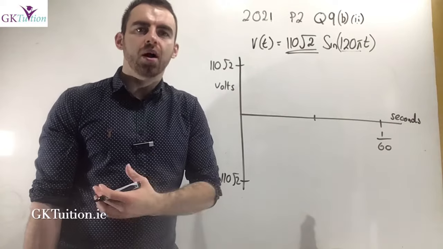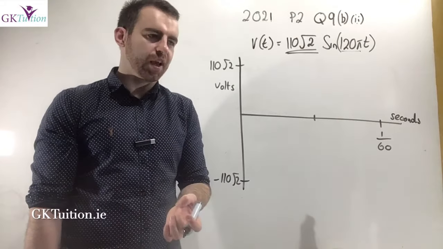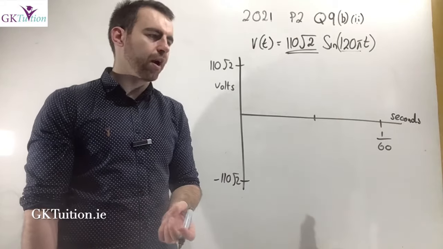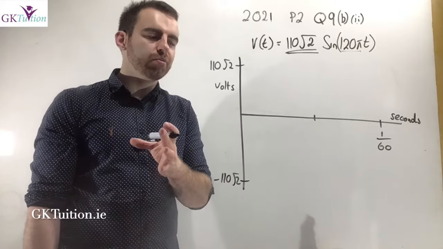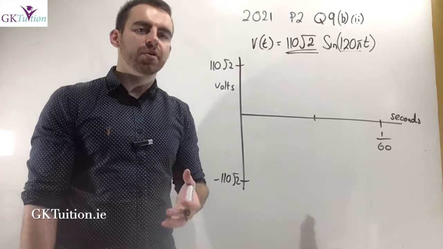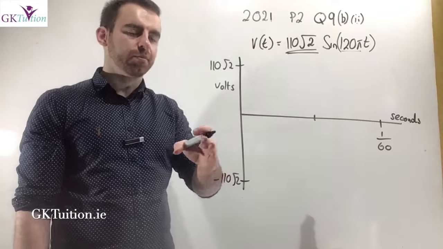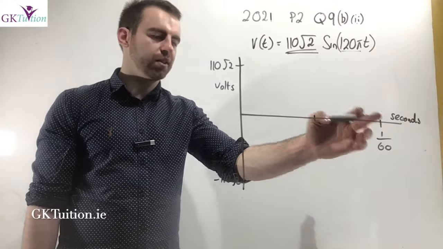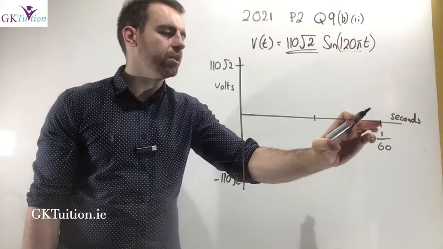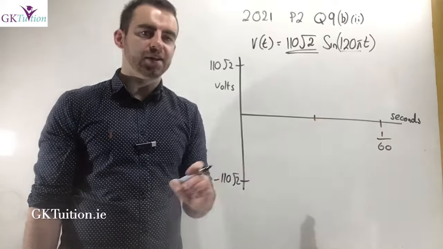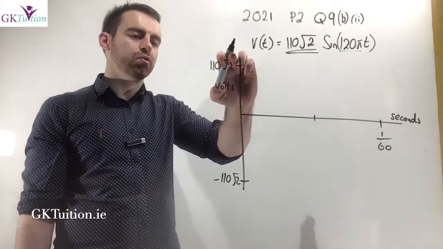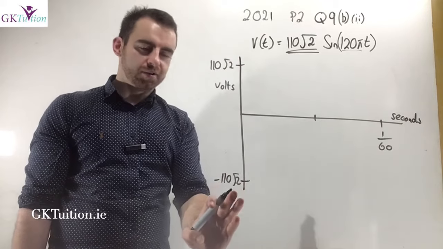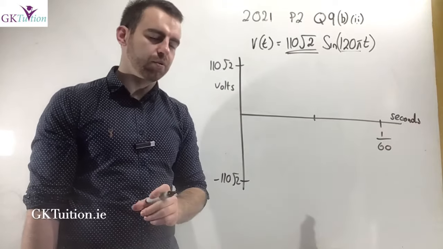Now, nearly all the tutorials we did in this section were all about sketching our trig graphs. So you should try and be relatively detailed here. First of all, I've set myself up to do a nice sketch here. I know the period is 1/60, so I'll be able to do one full oscillation after 1/60 seconds. I know the max is 110 root 2, and the minimum is minus 110 root 2.